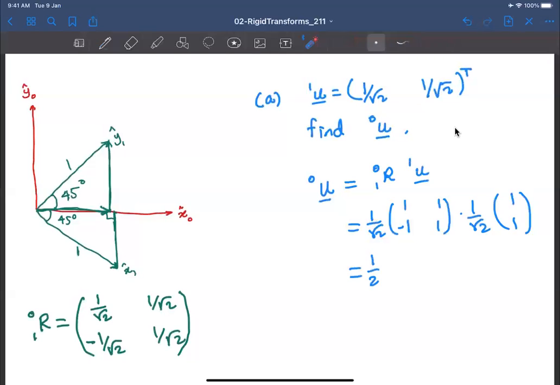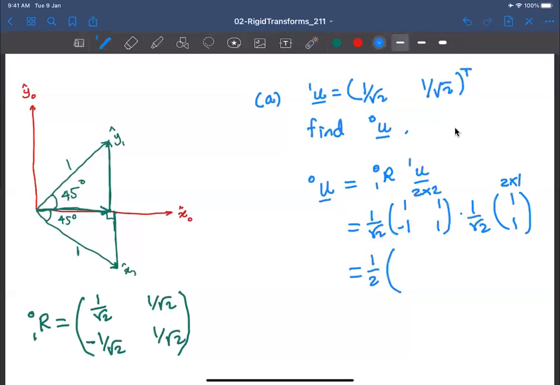So the way to do that is this row times this column, this gives you the first row, and then this row times this column gives you this row. How do I know the dimensionality of the result? Basically, this is a 2 by 2 matrix, and this is a 2 by 1. So the dimensionality is going to be 2 by 1. So I should expect a 2 by 1 matrix.